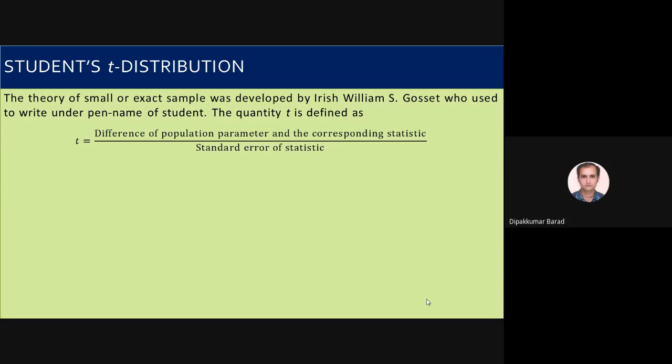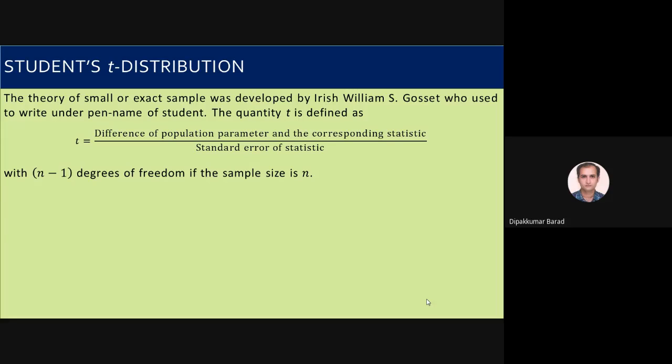t is equal to the difference of the population parameter and the corresponding statistic, upon the standard error of the statistic. So this is our t, with n minus 1 degrees of freedom if the sample size is n.